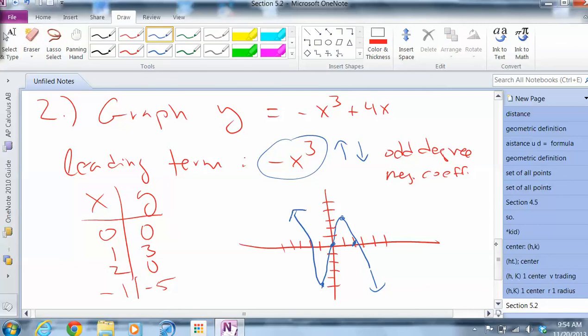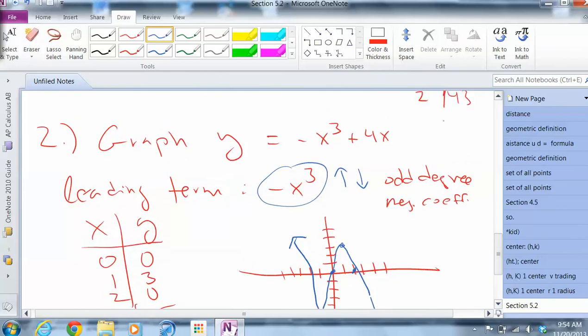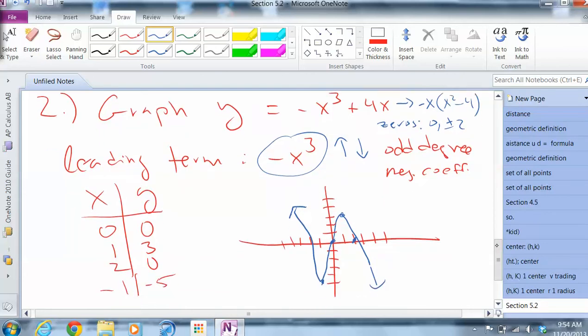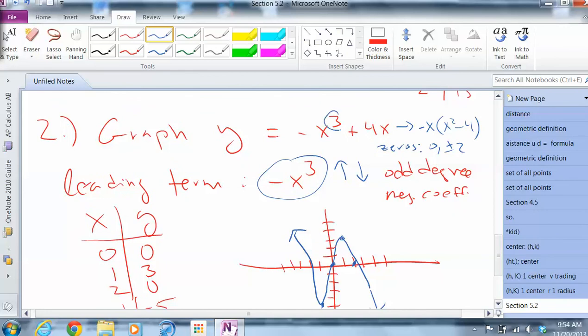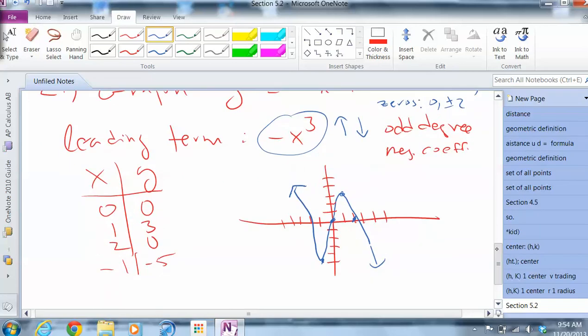By the way, I'm not sure if anyone noticed, but you can actually factor this. You can factor out negative x to get x squared minus 4. And you would see that the zeros would have to be 0 and plus or minus 2 if you set the equation equals 0 and solve for x. So we see that this graph should cross 3 times. Also, we notice that it's degree 3. That means that you have at most 3 possible zeros. That's something we'll kind of explore a little later in this unit. But that would be our sketch.